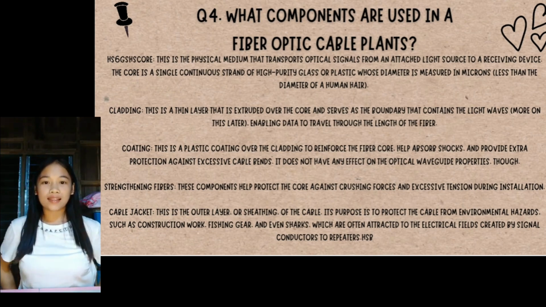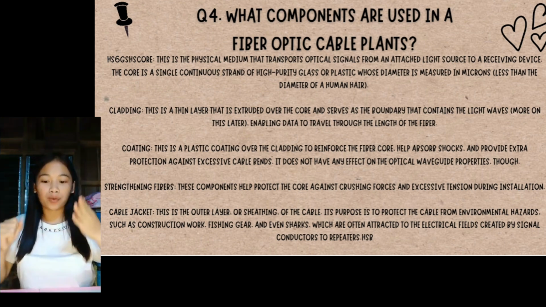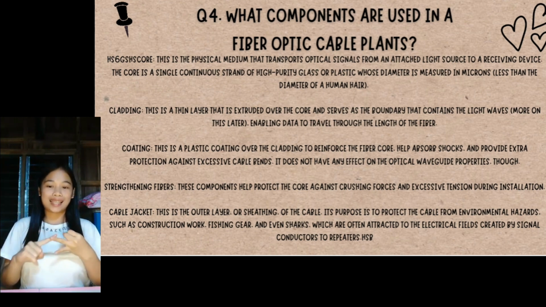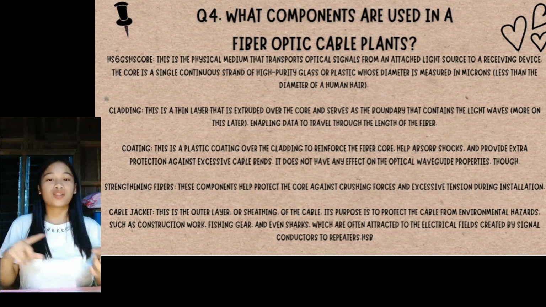So, what components are used in a fiber optic cable plant? We have five main components for the use of fiber optic plants: the core, cladding, strengthening fiber, coating, and the last one is the cable jacket. So the first one is the core.